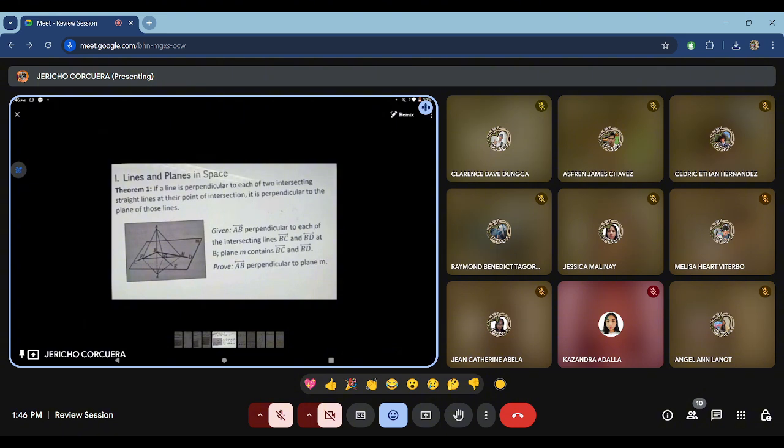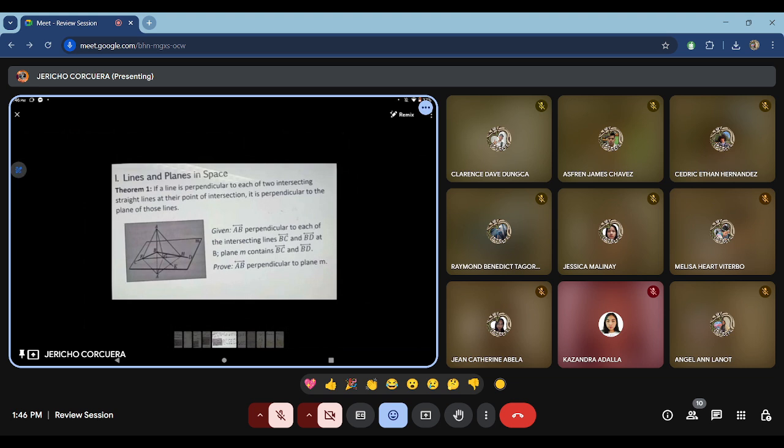Given that line AB is perpendicular to each of the intersecting lines BC and BD at point B, let's say plane M contains line BC and line BD. So, ang ipoprove natin dito is yung line AB perpendicular to plane M. So, may proving to. Gagawa tayo ng two-column proof dito.